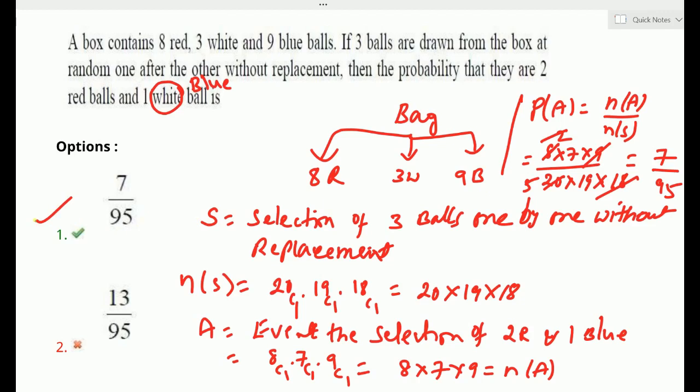Okay, now is it clear? So a small correction is there in this question. Instead of white you have to take blue, right? Now look forward to the next question.